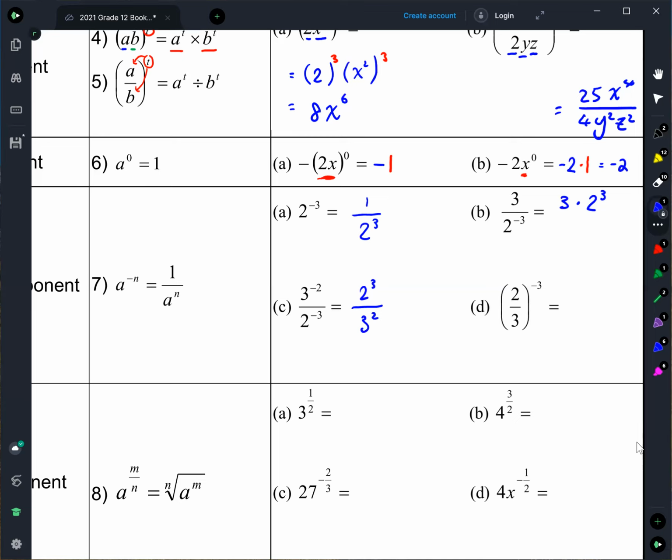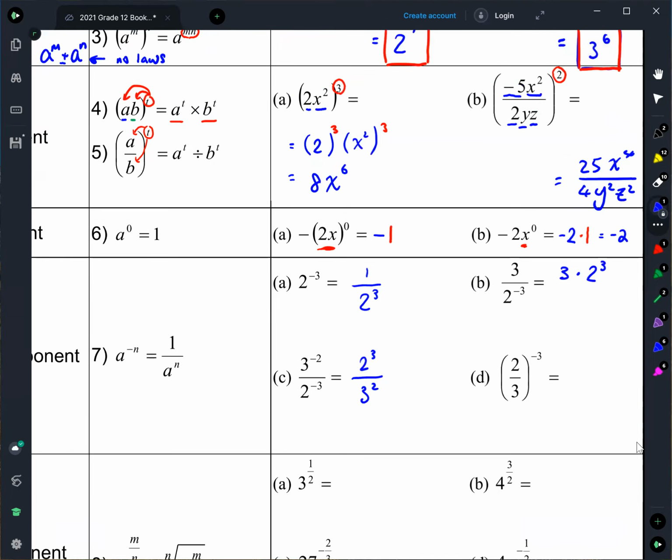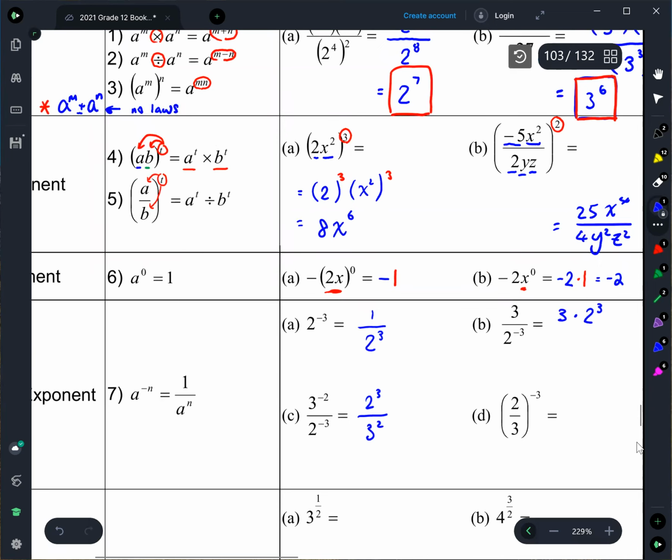Okay, if you finish D, please raise your hand. Question D, you need to think about law number 5, right? Because you have an exponent that's outside the brackets. Look at law number 5. Okay, what do we do for law number 5?